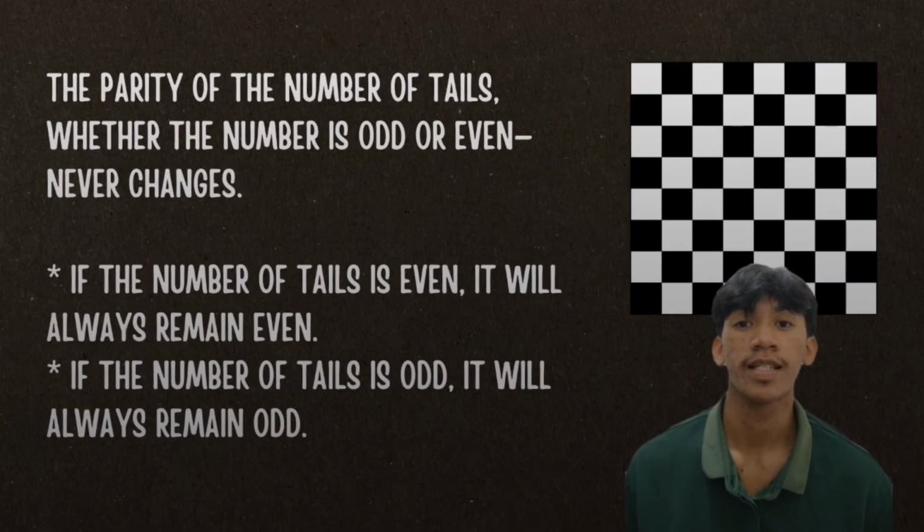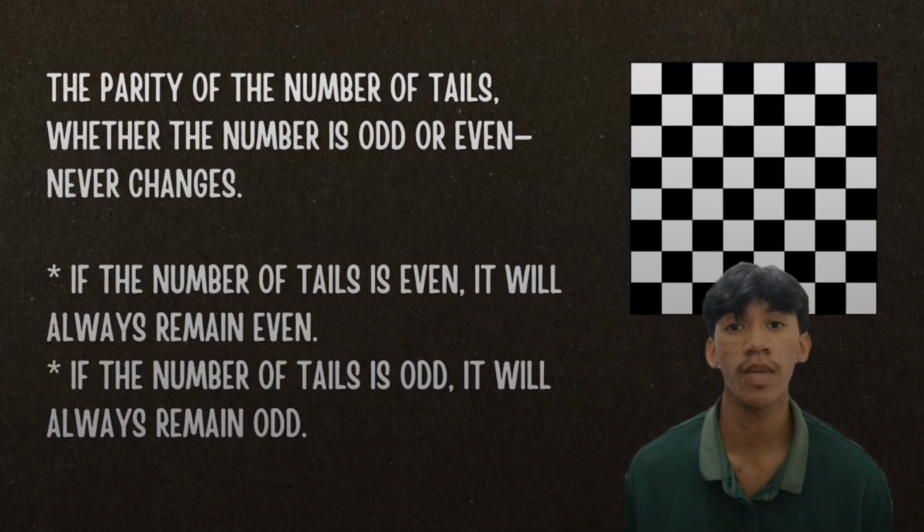Notice something important. The parity of the number of tails, that is, whether the number is odd or even, never changes. If the number of tails is even, it will always remain even. If the number of tails is odd, it will always remain odd. That parity is our invariant.